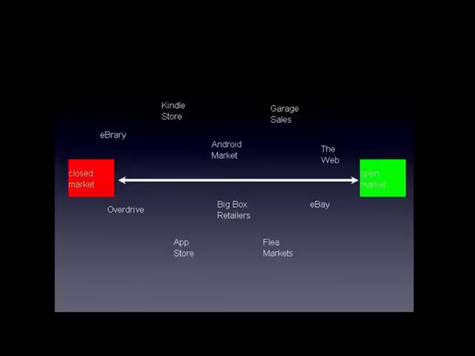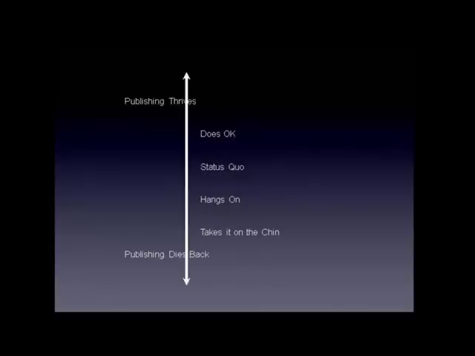Way over on the left, a closed market, are things like eBrary and OverDrive, where they are controlling who's in the access. Kindle store slightly more open than that, App Store just a little bit more open than that, although with unlimited final say coming from the people who run the store. Android market, a little bit more open. Big box retailers, it's kind of like an open market, but not quite. Then you've got things that are a lot more open, like flea markets, garage sales, eBay, and then finally the web. The web is kind of like the ultimate open market. Anyone can put anything up there just for distribution, or there are numerous ways to receive revenue from it.